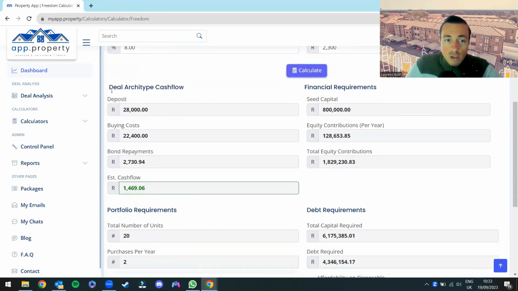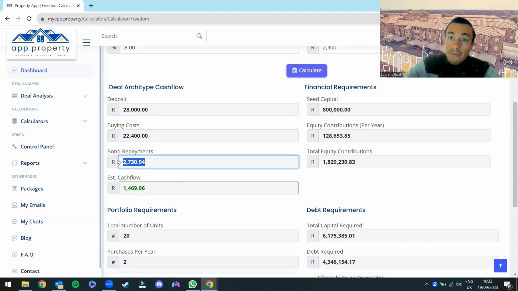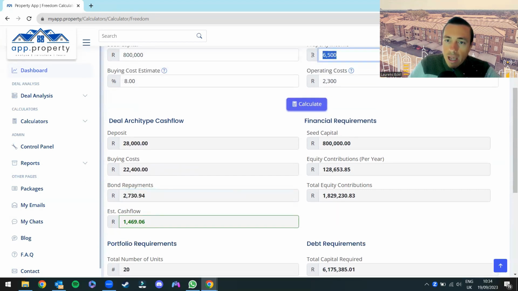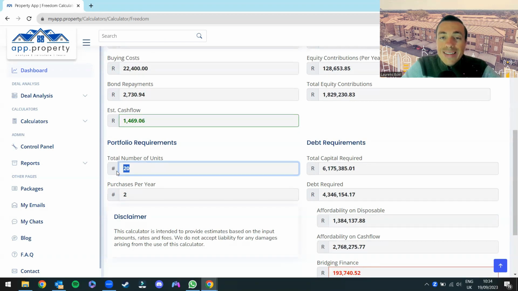Now, what this does is it tells you, firstly, what your deal archetype cash flow will look like. So with my specific example, I'm going to have to put 28,000 down, which is 10% of the purchase price. My buying costs, i.e. my transfer duties, my transfer fees, my bond registration costs, my bond repayment, the money that I have to pay every single month to the bank will be 27. And then my cash flow, which is the 65, which is your revenue, minus your operating costs, minus your debt, will equal this number.